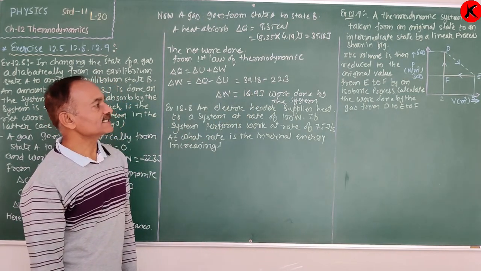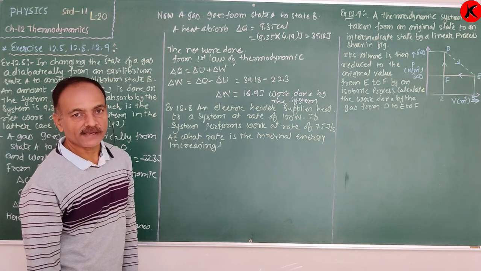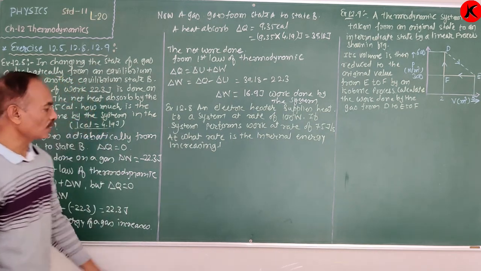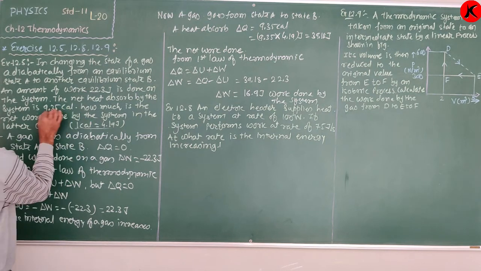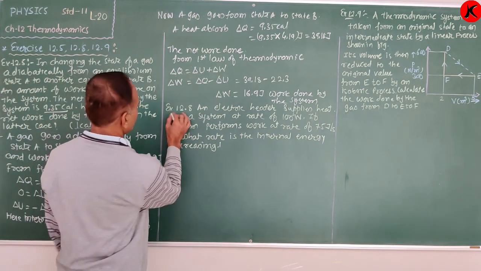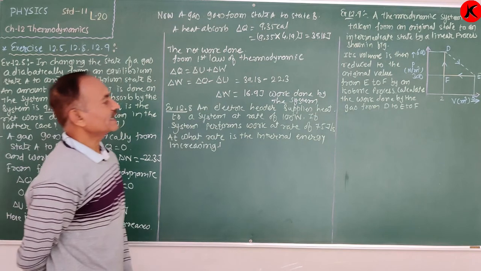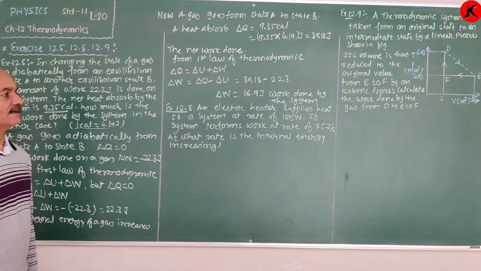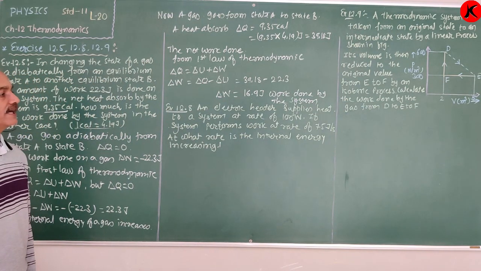So there is the work done by the system. In the second case, it absorbed the heat 9.35 calorie. Here it is a very easy numerical. Okay. Now next, 12.8. An electric heater supplies the heat to a system at a rate of 100 watt.